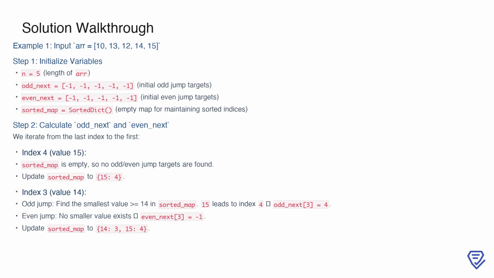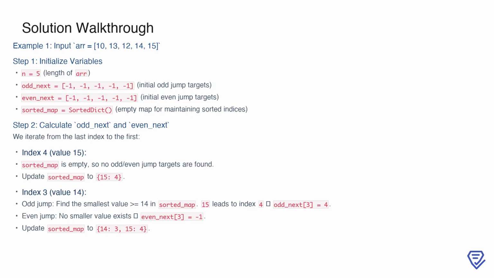We also create an empty sorted dict called sorted_map to maintain indices of the elements in sorted order as we process the array. Now, we calculate the odd_next and even_next arrays by iterating through the input array from the last index to the first.